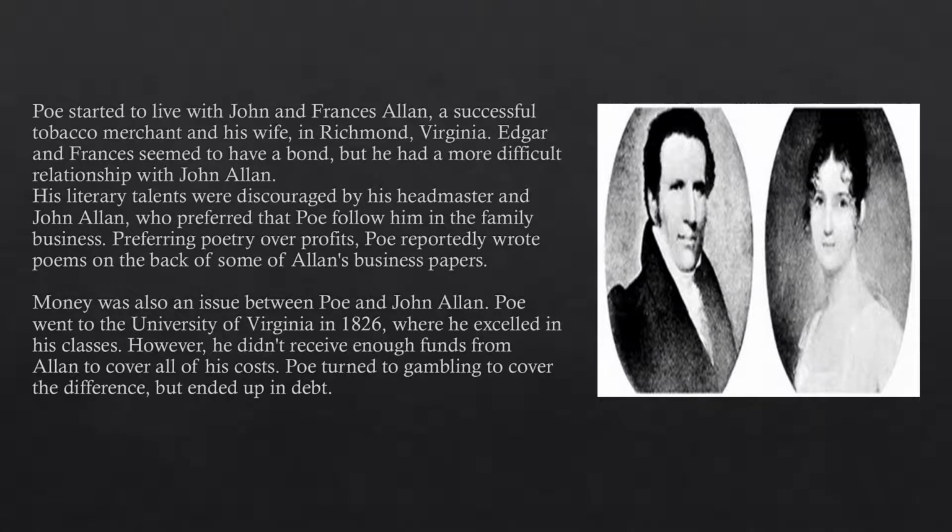Poe got along well with his foster mother Frances, but he had trouble with his foster father John Allan. Because Poe's literary talents were discouraged by him, Allan wanted Poe to follow the family business. And money had always been an issue between them. Poe went to the University of Virginia, but he didn't receive enough funds from Allan, and he ended up in debt.